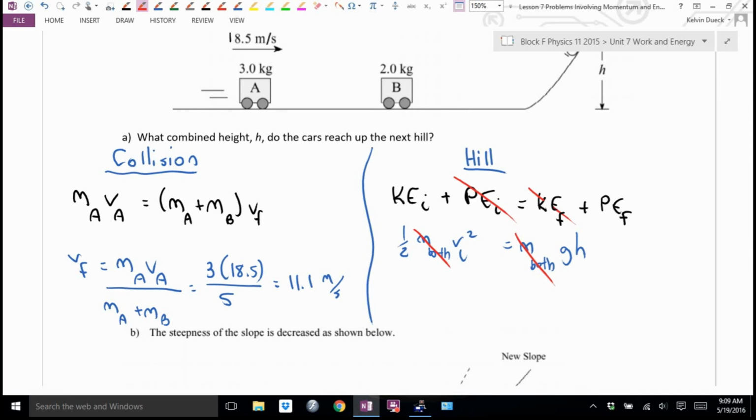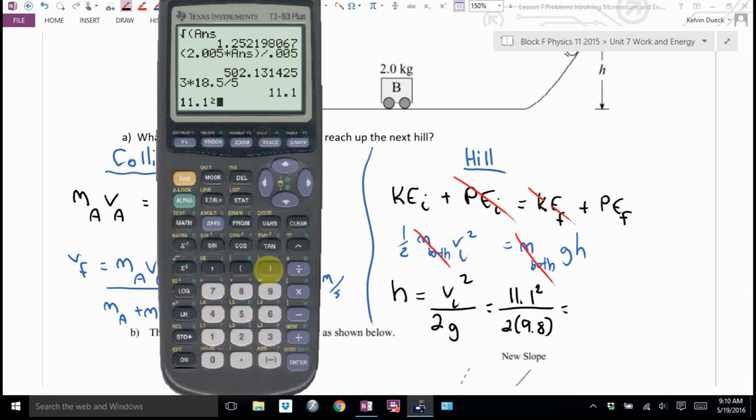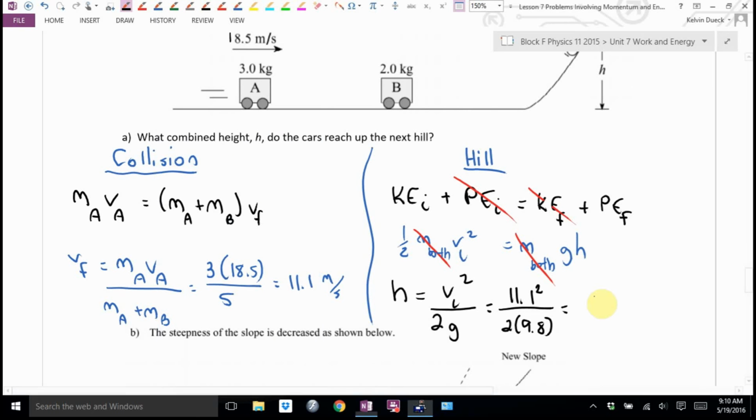Jess, what's part A asking me to find? How? I heard divide. Divide, thank you. So H is going to be V I squared divided by 2, times 1/2 is the same as dividing by 2, and a G. It's going to be 11.1 squared divided by 2 times 9.8. 6.29? 6.3? Is that okay? Yeah, yeah?